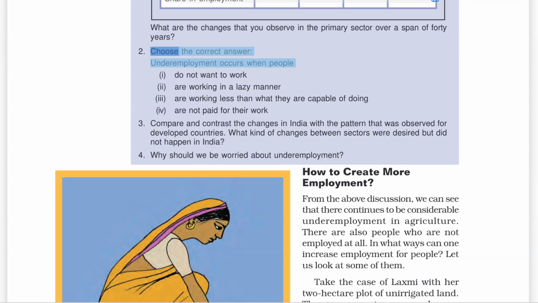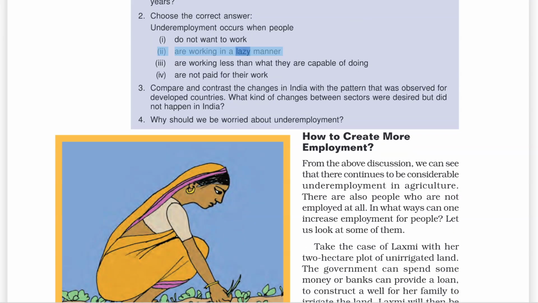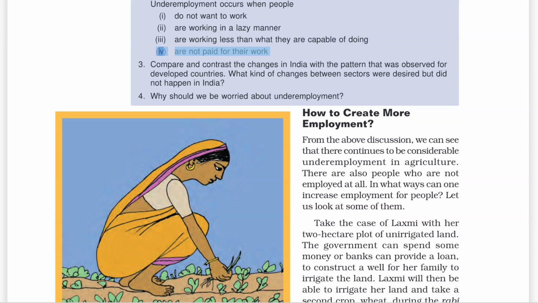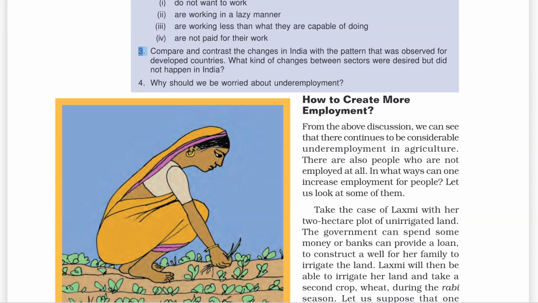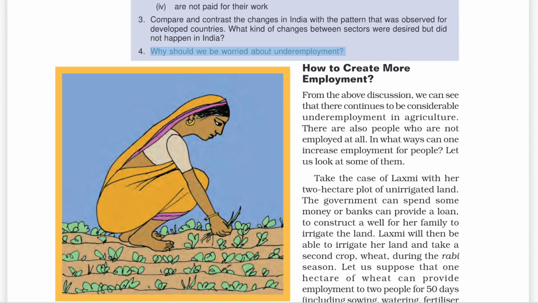2. Choose the correct answer. Underemployment occurs when people: 1. do not want to work, 2. are working in a lazy manner, 3. are working less than what they are capable of doing, 4. are not paid for their work. 3. Compare and contrast the changes in India with the pattern that was observed for developed countries. What kind of changes between sectors were desired but did not happen in India? 4. Why should we be worried about underemployment?